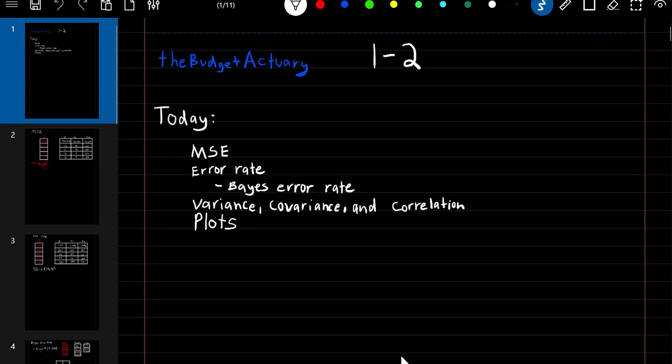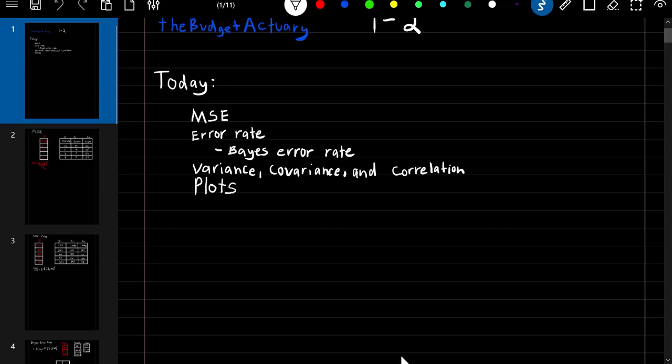What's going on, guys? Today we'll be covering the second half of chapter 1. We will cover mean squared error, error rate, the Bayes error rate, variance, covariance, and correlation, and then we will look at some plots. So today's going to be mainly math focused.